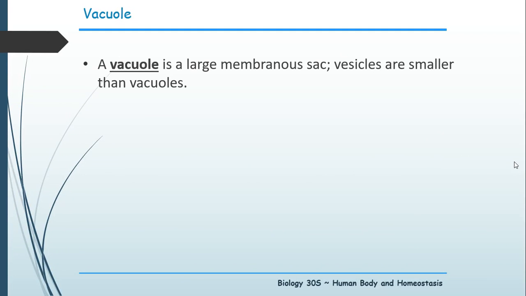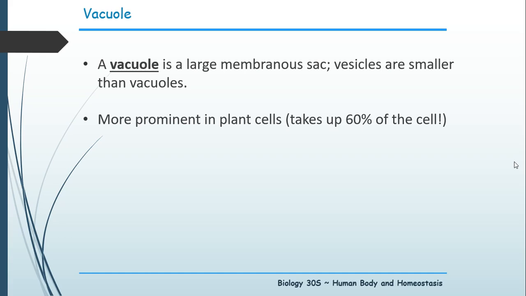A vacuole is a large sac. It's just an empty space. Depends on where you're dealing with a vacuole. So if it's a plant cell, the majority of the plant cell is a vacuole. If it's an animal cell, you have little small vacuoles in there. So as I mentioned, they're pretty prominent in plant cells. About 60% of the cell. If you're talking about a cactus or an orchid, it can be as high as 80%, which makes sense.